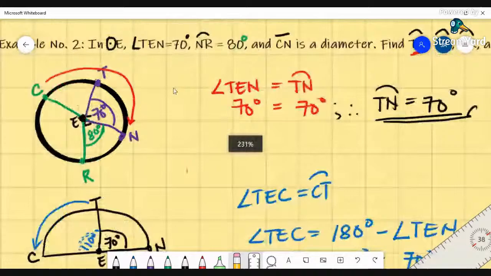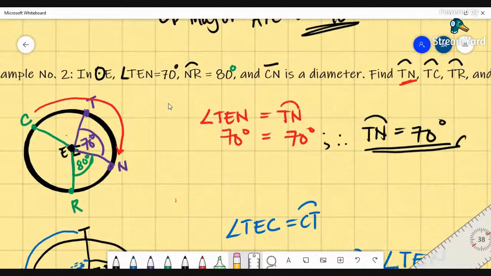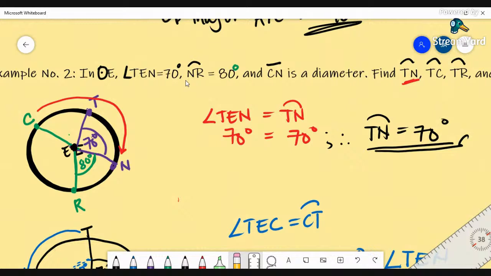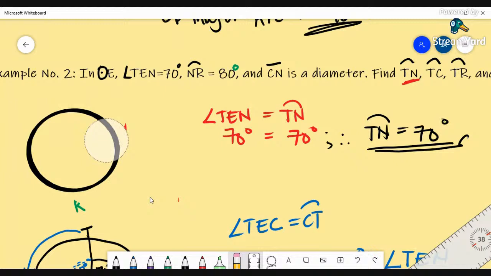And we have a circle here. In circle E, angle TEN is equivalent to 70 degrees. Arc NR is equivalent also to 80 degrees. And CN is a diameter. So if we are going to draw, let's erase this first so you can see the illustration of how we are going to illustrate the problem.